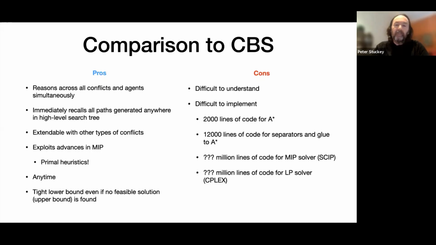Okay, what is it bad? Well, branch and cut and price is difficult to understand for many people who haven't dealt with it. It's certainly difficult to implement, right? 2,000 lines of code for A star, but 12,000 lines of code for the separators. And of course, we're not counting all the code inside the MIP solvers.